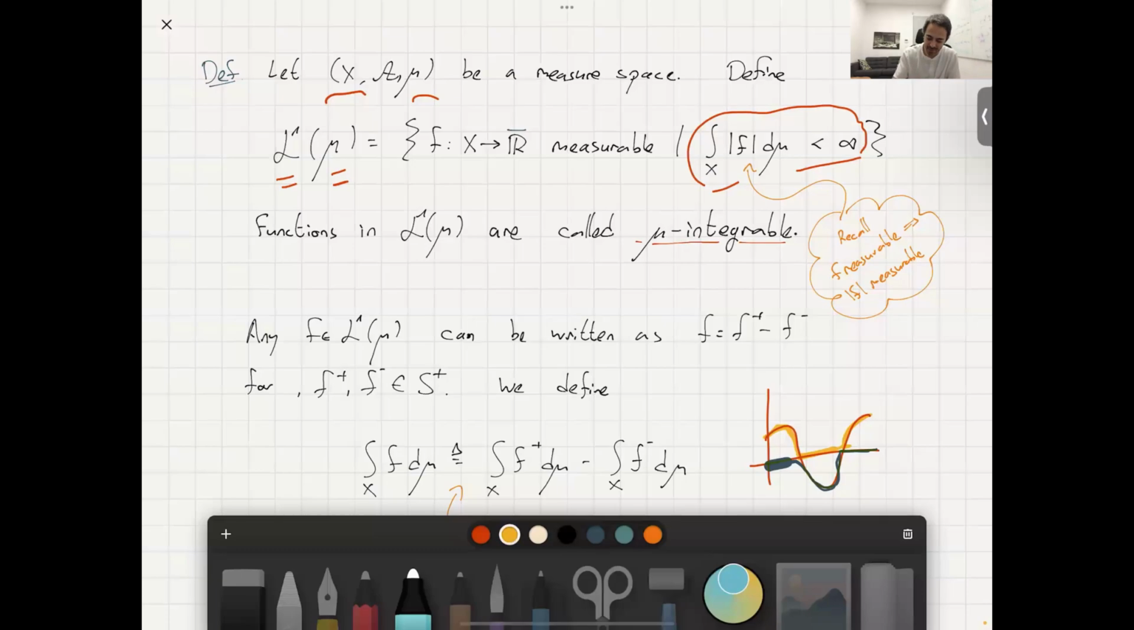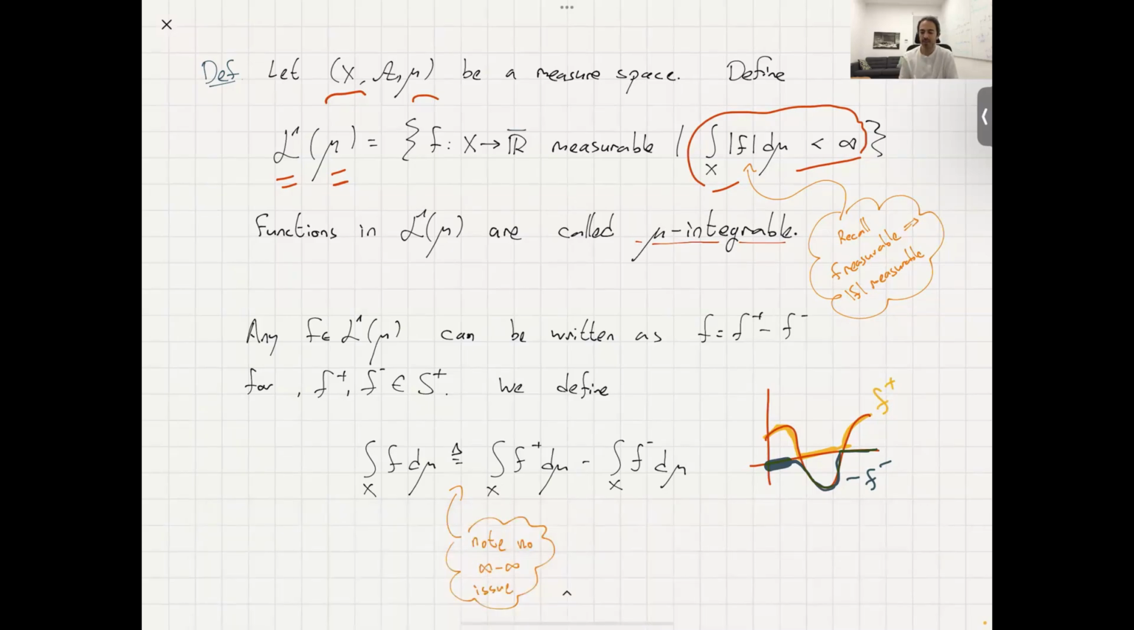Say the function looks like this: this part is f plus, and this part is minus of f minus. So you can always write the function as f plus minus f minus. I just want f minus to be non-negative. And this requirement really just says that both f plus and f minus have finite integrals. It's an easy exercise that if f is measurable, both of them are measurable.